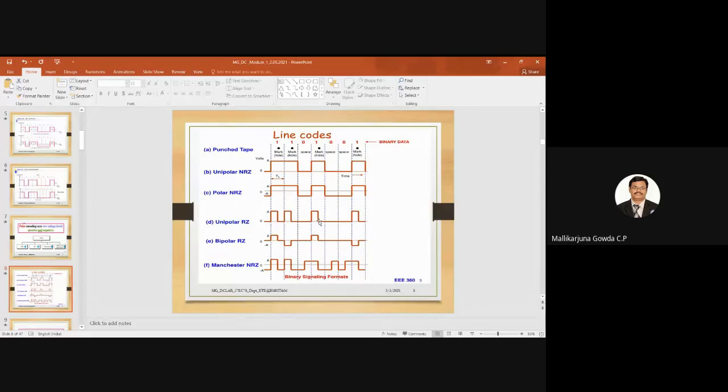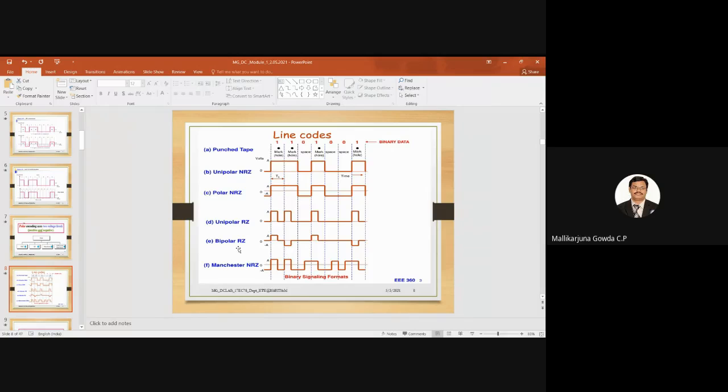Only for 1, it will be high for half the bit duration and come back to 0 for the other half. Is that fine? So next is 1, right? Half the bit duration will be high. Then it comes back to 0. Next 2 bits are 0 0, so it is at 0th level only. The next bit is 1. So it is again high for half the bit duration. The other half the bit duration comes back to 0. This is why it is called return to 0.